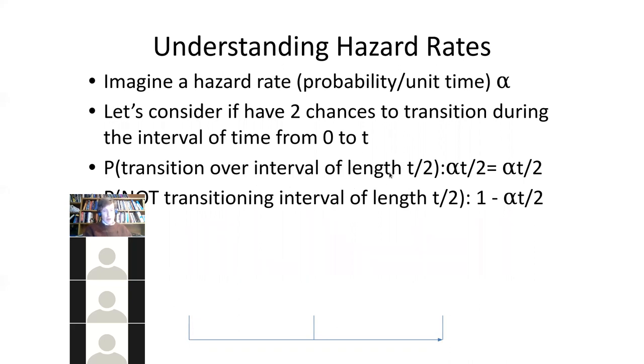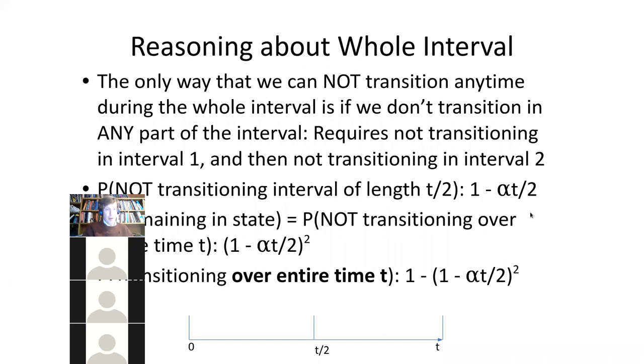So the probability of transitioning over an interval of length t over two was alpha times t over two. Remember, this isn't a probability, it's a probability per day, say, and we have 20 days, and so this is 10 days. So my probability of transitioning in the first 10 days, this is 20 days, this is 10. My probability of transitioning the first 10 days is 10 times 0.01. That's alpha times t over 2. Alpha is 0.01, t is 20, and t divided by 2 is 10. So it's 0.01 times 10. So it's 0.1 in the first time. And the probability of not transitioning in that first interval is 0.9. My probability of transition is 0.1. Probability of not transitioning is 0.9.